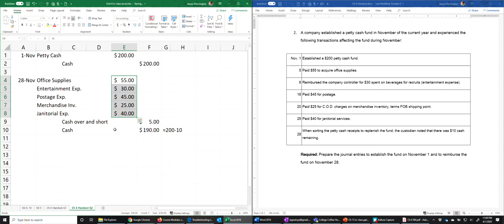Right? There was $5 more, so maybe there was an error in counting, or someone was shortchanged during the month of November. But for whatever reason, this is your entry to replenish, to reimburse the fund. Now, after the fund is being reimbursed, you enter the next month, December, with $200 petty cash available for transactions during the month, or at least until the next replenishment entry or reimbursement entry.